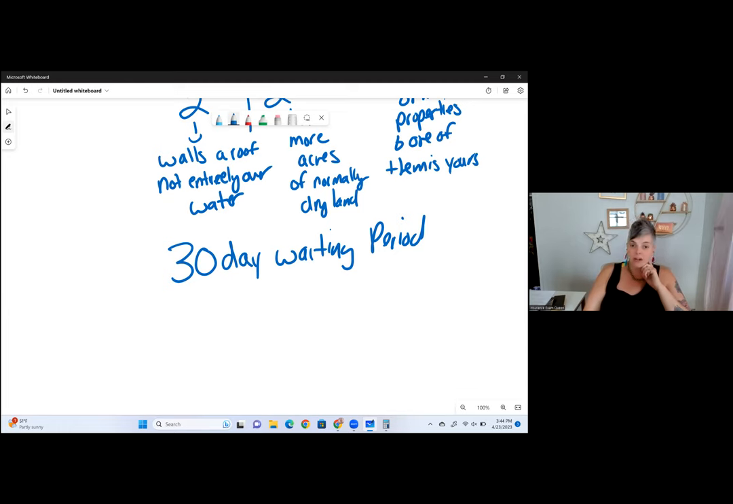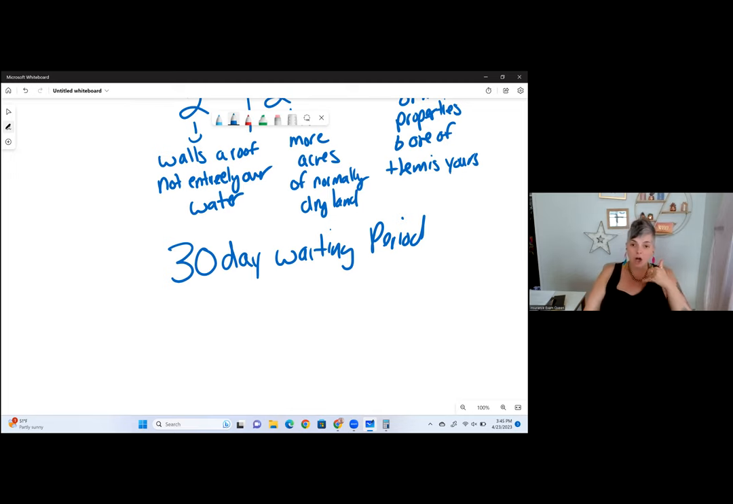So they put in a 30-day waiting period to prevent people from only calling in right when there's a flood or a hurricane coming: "I better add flood insurance to my insurance portfolio." You're supposed to have it all the time.